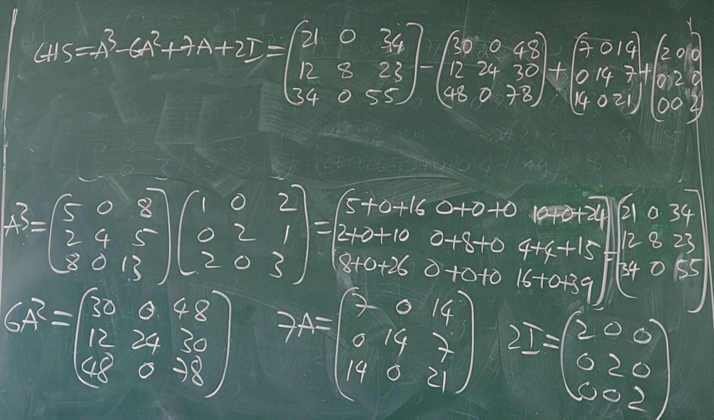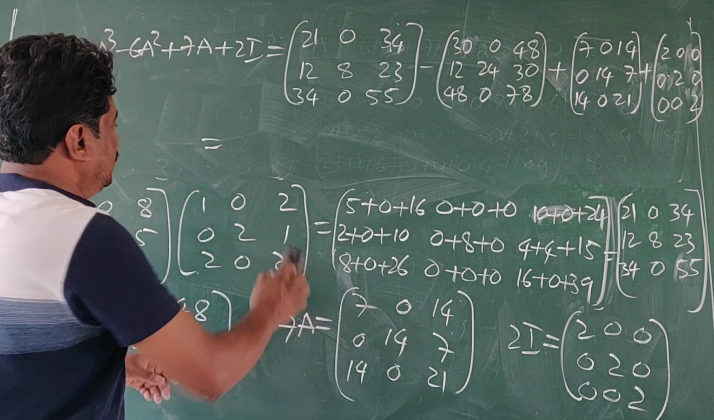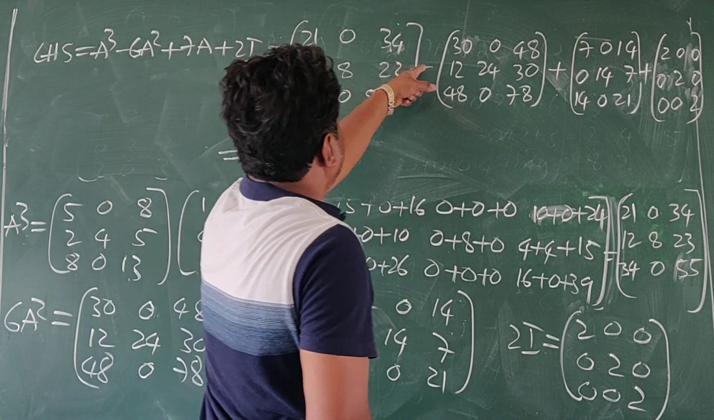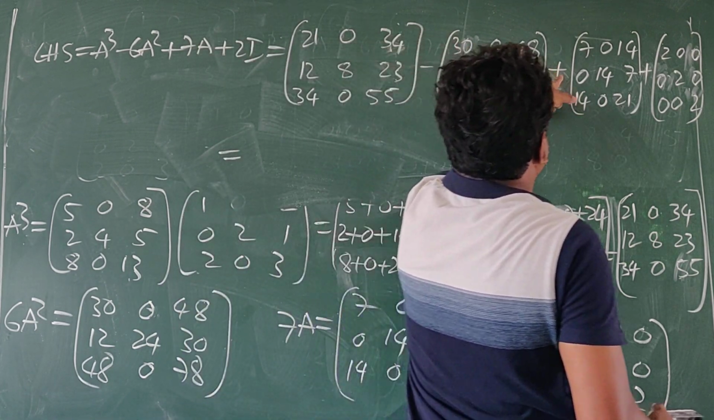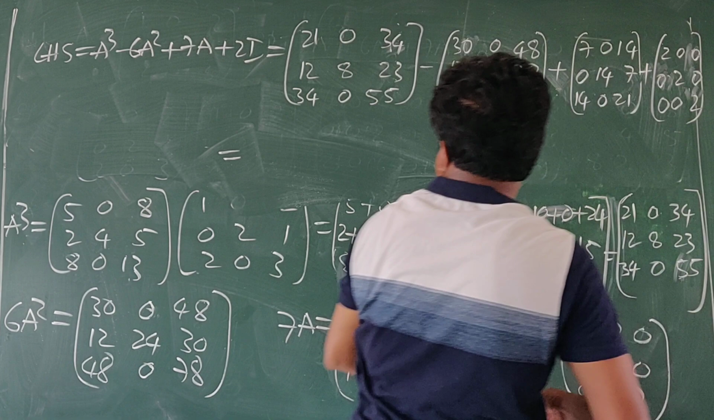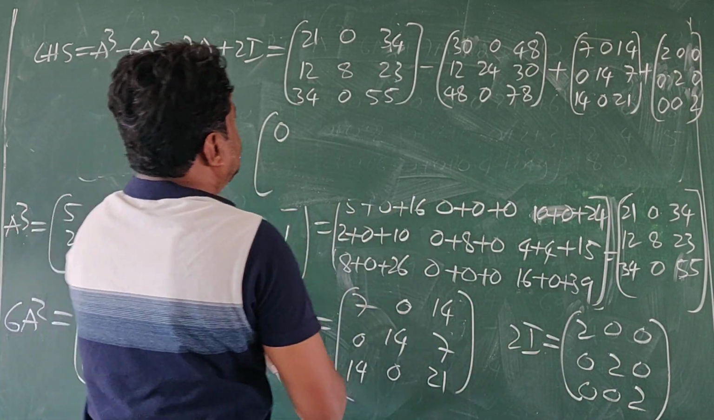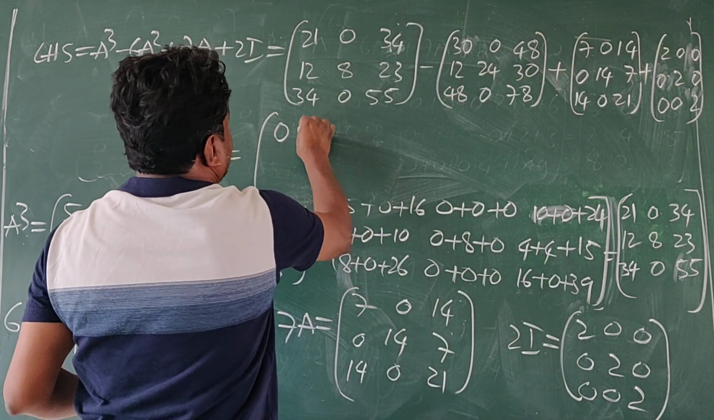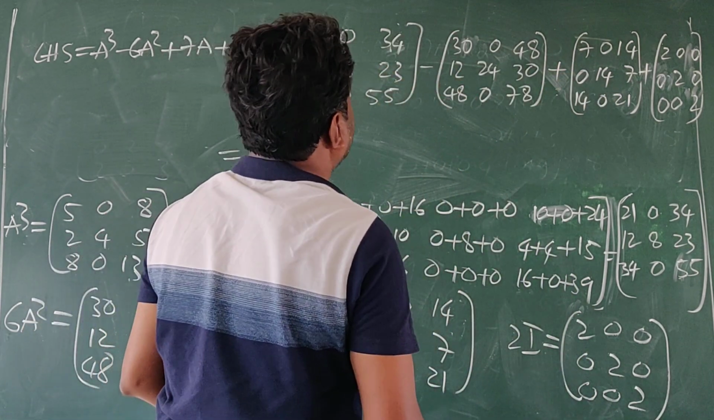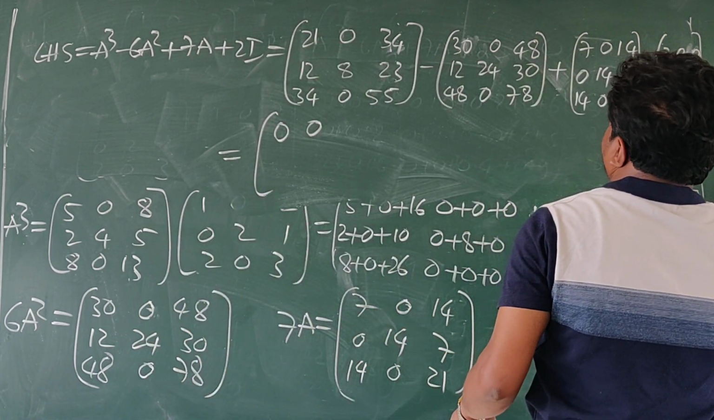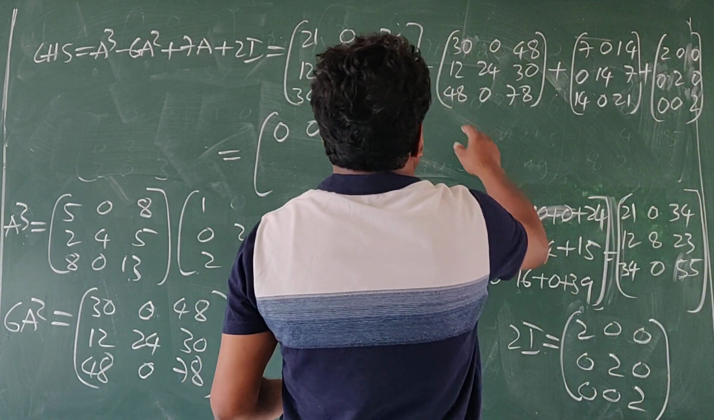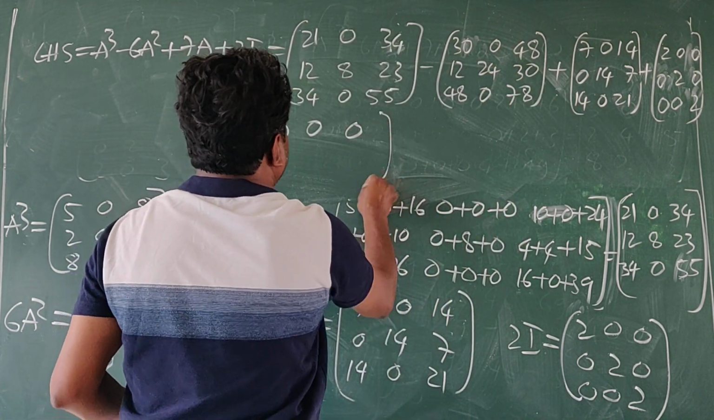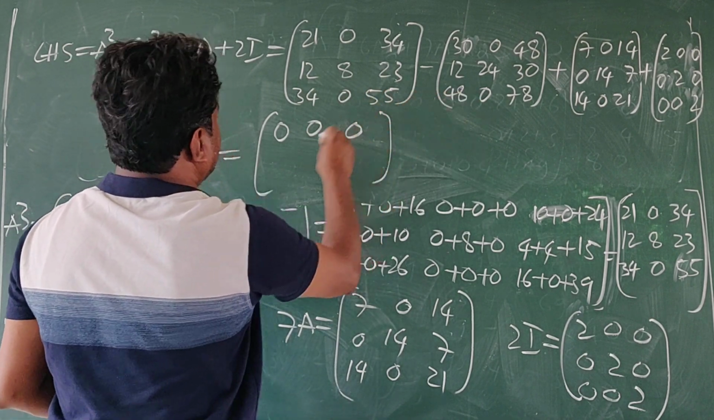And now let us simplify. It is equal to 21 minus 30, minus 9, minus 9 plus 7, minus 2 plus 2, 0. 0 minus 0, 0. 34 minus 48, 14, minus 14 plus 14, 0 plus 0, 0. 12 minus 12, 0, 0.